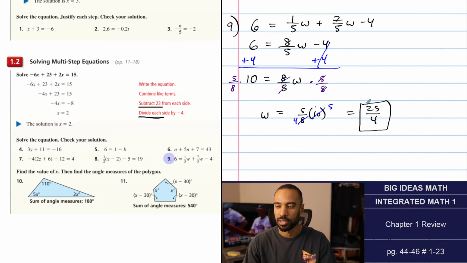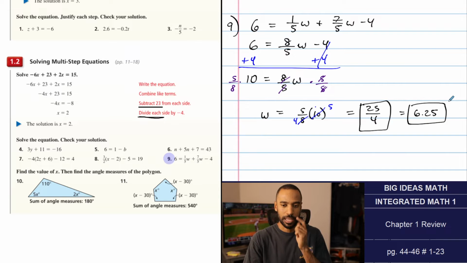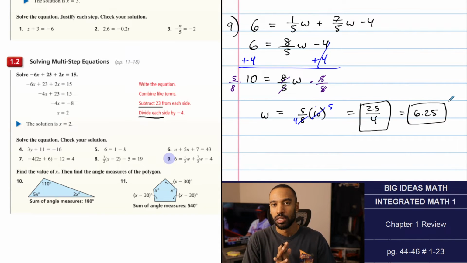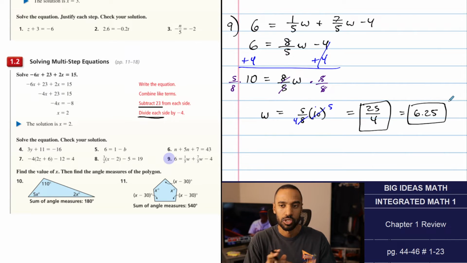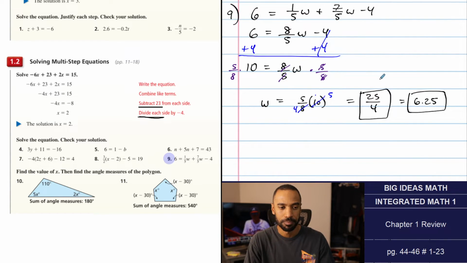That is an accepted answer. As a decimal, this would be exactly 6.25. So this is also technically an accepted answer. Not every fraction has an exact decimal, so that's something I try and avoid whenever it's not exact. But because that one was exact, we could go for it.